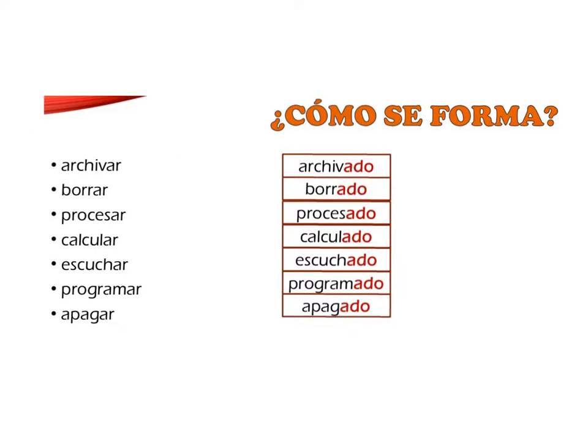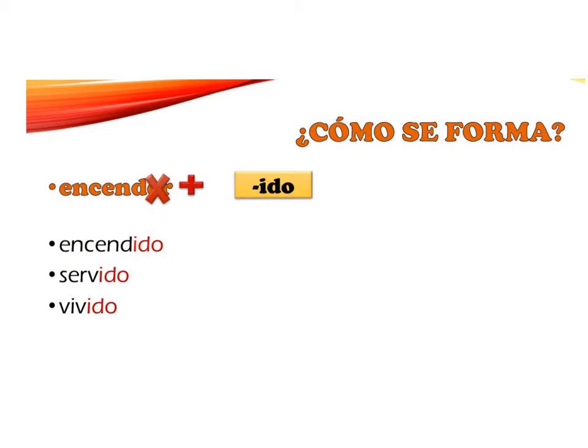So if you look at all these verbs that end in ar, like archivar, borrar, procesar, calcular, how do you form the past participle, el participio pasado? Well, you get rid of ar and you add ado. Archivar, archivado. Borrar, borrado. Procesar, procesado. Calcular, calculado. Escuchar, escuchado. Programar, programado. Apagar, apagado.